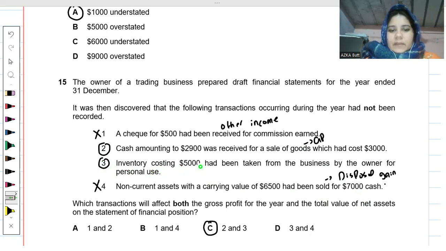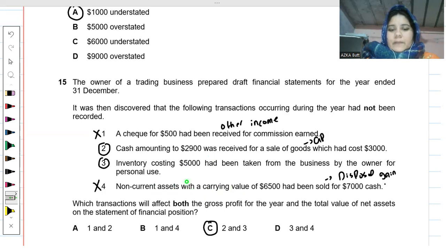In option 3, inventory costing 5,000 had been taken from the business by the owner for personal use. So if you are taking out the inventory, it would affect the gross profit because we have to deduct this 5,000 from the purchases. It would also affect your statement of financial position because this is a drawing. So this is the right option. Number 4: non-current assets with the carrying value of 6,100 had been sold for 7,000. So this is a disposal gain basically.